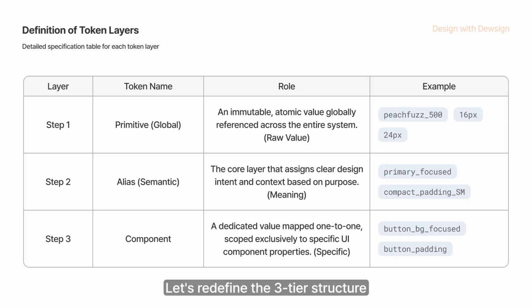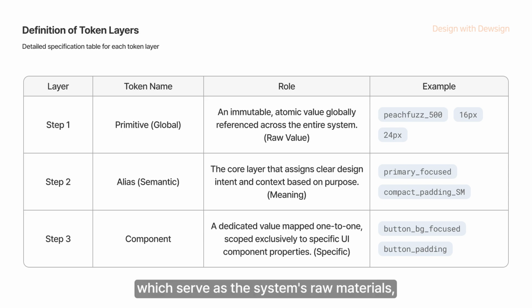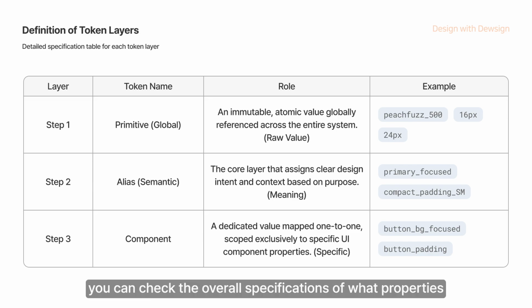Let's redefine the three-tier structure we saw earlier from a practical standpoint. Each layer is not just a sequence, it has a clear role and scope. From primitive tokens, which serve as the system's raw materials, to semantic tokens filled with design intent, and finally, component tokens assigned to actual UI elements.